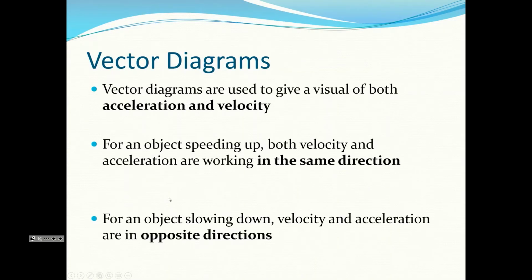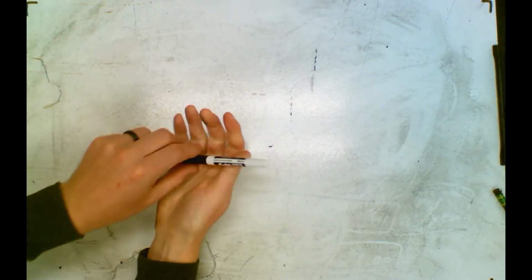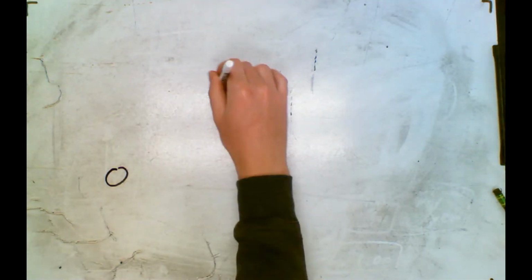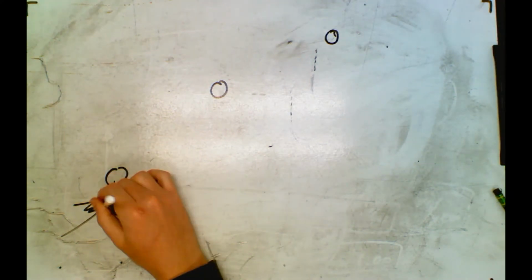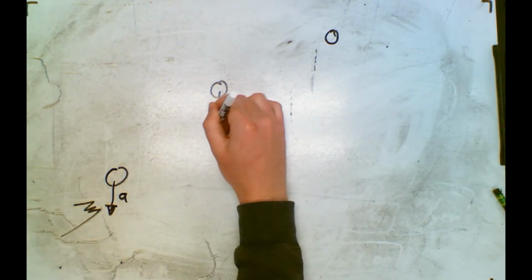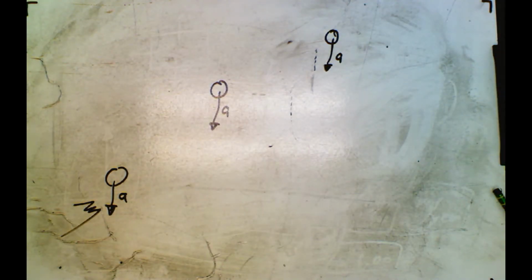For an object slowing down, velocity and acceleration are going to be in the opposite direction. To show an object slowing down, we're going to look at something. If I take this and throw it up like that, we're going to look at it as it goes up. So we have these 3 locations here, and this is my hand, so it leaves my hand, and acceleration is going to stay the same. We're going to talk about that a little bit more. So we're just going to put those accelerations on.